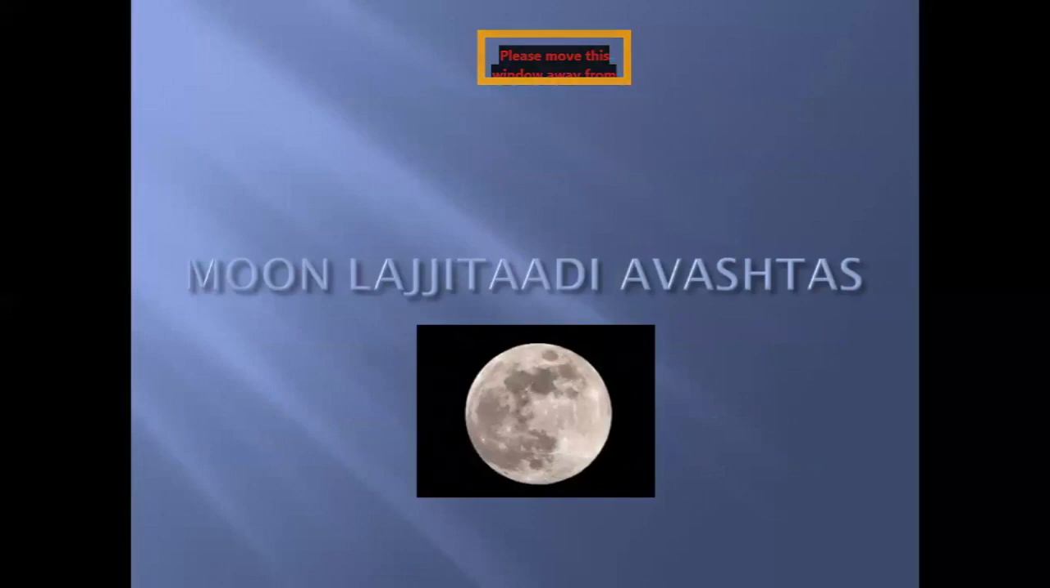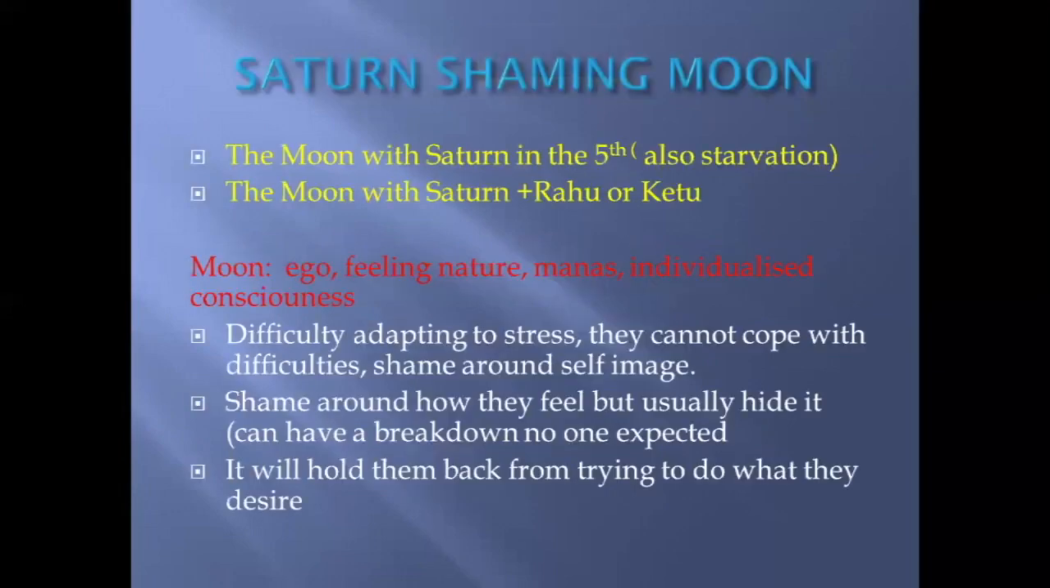And now we're going to talk about the Lajatati Avashtas of the Moon. Okay, and the first Lajatati Avashta we've got is Saturn's Shame to the Moon. So Saturn's Shame in the Moon. Now this happens when the Moon is with Saturn in the 5th house, and when the Moon is with Saturn and Rahu or Ketu, and this can happen in any house.